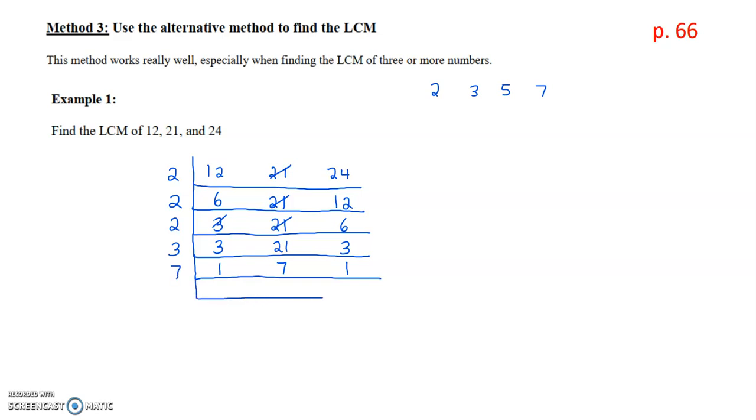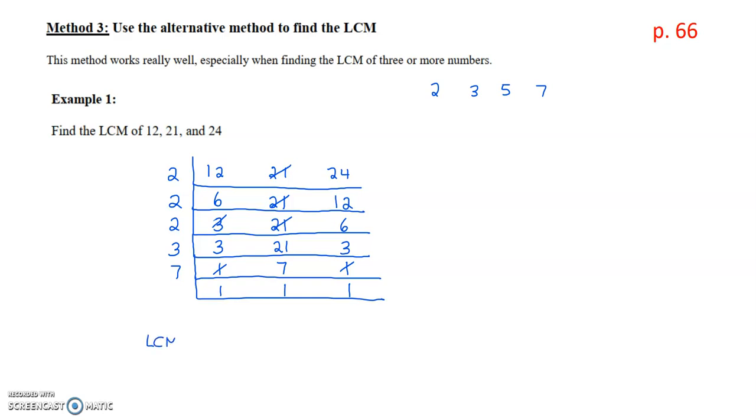So 1 does not divide by 7, so I just write it down. 7 divided by 7 is 1. 1 divided by 7 I can't do, so I just write it down. And I have reached my goal, and my goal is where I have all my answers getting down to 1. 1, 1, 1. This means I'm done. So what is my lowest common multiple?